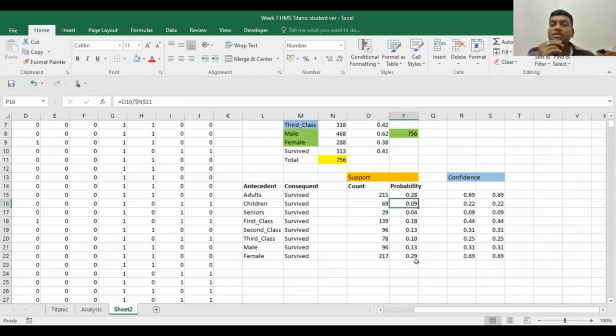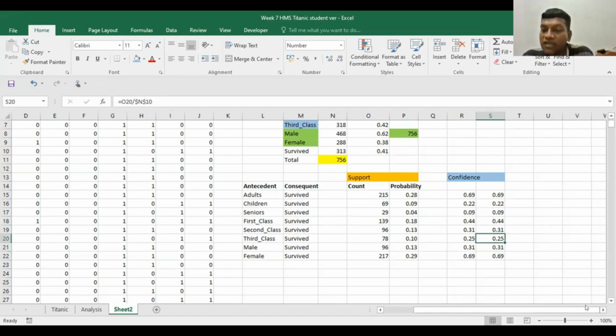But when you look at the numbers for confidence, if you know that the person has survived, what is the probability that it is an adult? Quite high, 0.69 here. And if it's a female, again it shows a very high value, 0.69. If you know the person has survived, what is the probability that it is a senior? It's 0.09. Only 9% of survivors happen to be seniors. Again, 31% of survivors are males, 25% of the survivors traveled in third class, and so on and so forth.